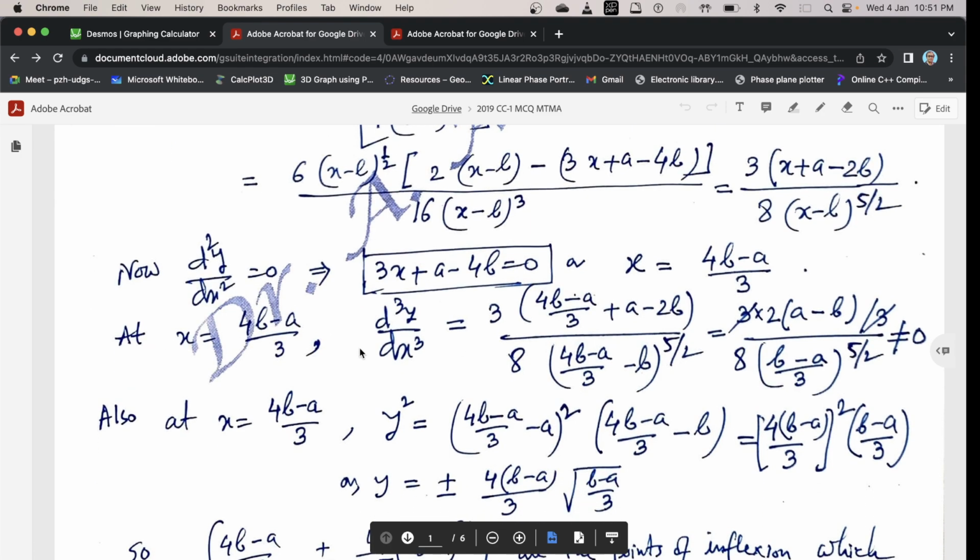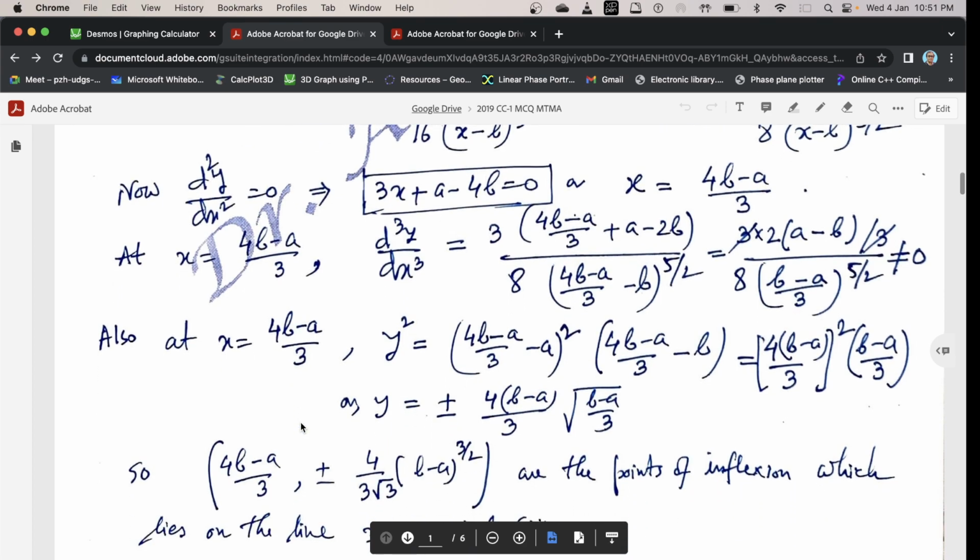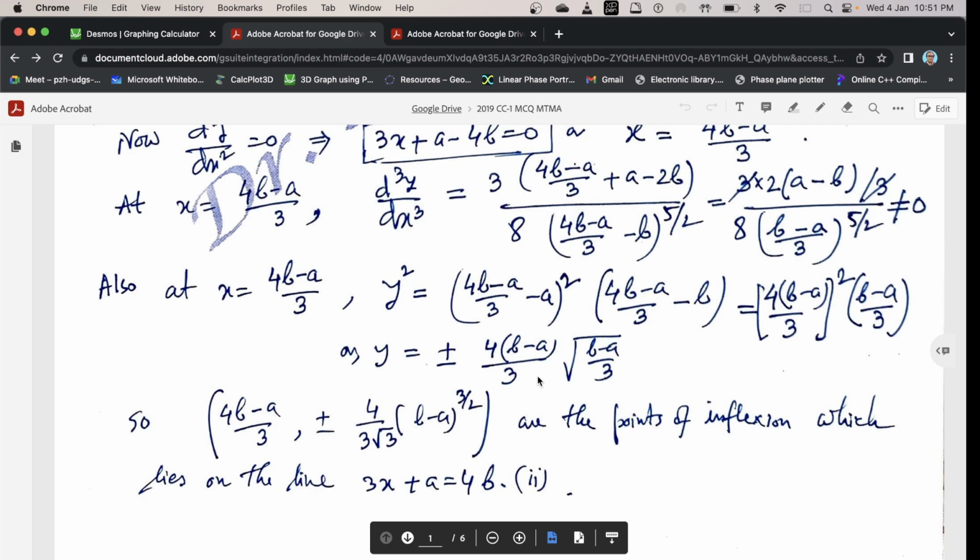And for this x, (4b minus a) by 3, d3y/dx cube is not equal to 0. And at this point, x equal to (4b minus a) by 3, value of y is equal to plus minus this. So these are the points of inflection, which lie on the line 3x plus a equal to 4b.